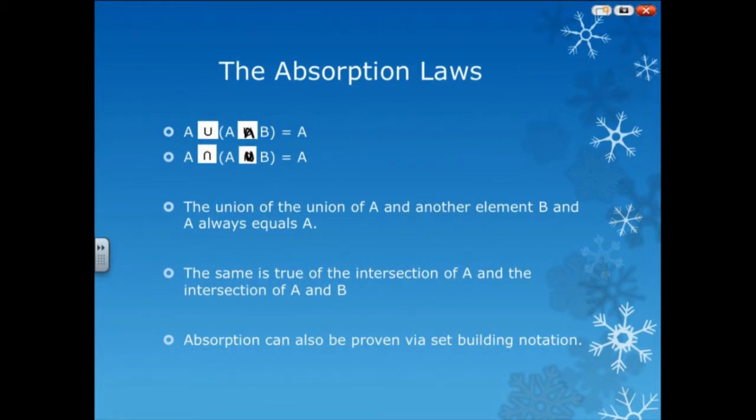Then x is an element of A, or x is an element of A intersection B, by definition of union. Because x is an element of A in either case, we have proved that the left-hand side is a subset of the right-hand side. Conversely, let x be an element of A. Then by definition of intersection, x is an element of A intersection B. Therefore, x is an element of A union A intersection B by the definition of union, so the right-hand side is a subset of the left-hand side.